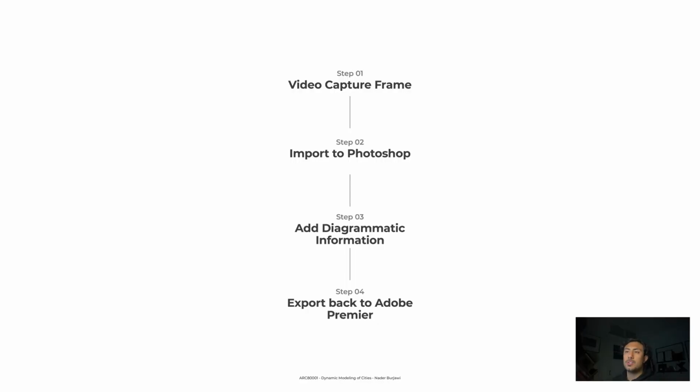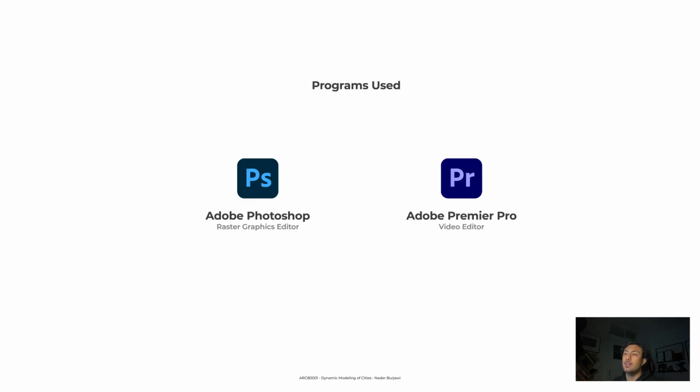So these are the 4 steps that we'll be covering today, looking at capturing a frame in Adobe Premiere and sending it to Photoshop to add diagrammatic information and then importing it back to Adobe Premiere. The video will demonstrate techniques in Photoshop that would allow you to highlight the green areas with an area. The reason why I'm showing this tutorial is that a few class members were interested to know the process I went through to create a site video diagram for our final project.